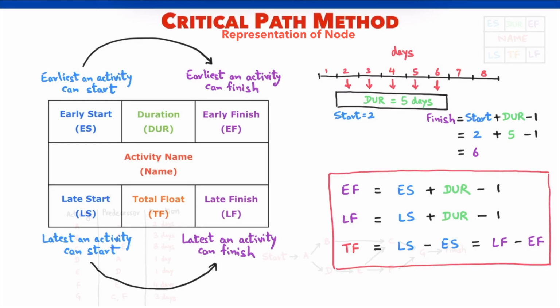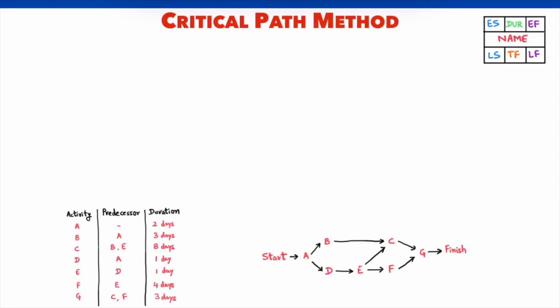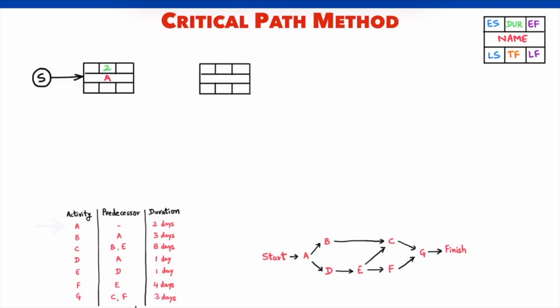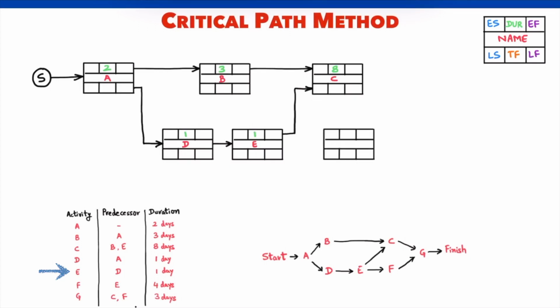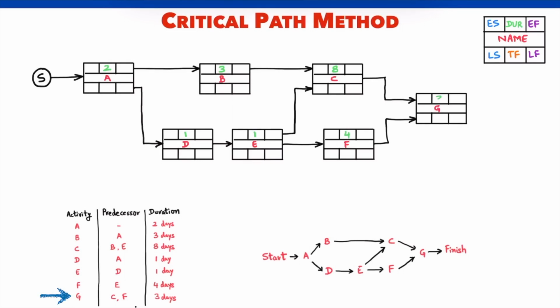Let's go back to our example and draw the network diagram again with this detailed representation of the nodes. The project starts and the first activity is A. Duration of A is 2 days. We continue with B, C, D, E, F, and G till we reach the end of the project.